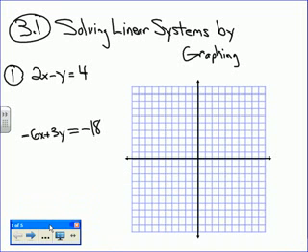What do we have to do again to be able to graph these? Slope-intercept form. So take a minute here, and put them both in slope-intercept form.